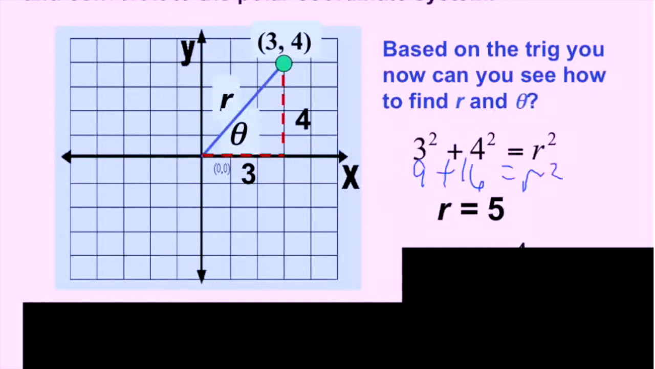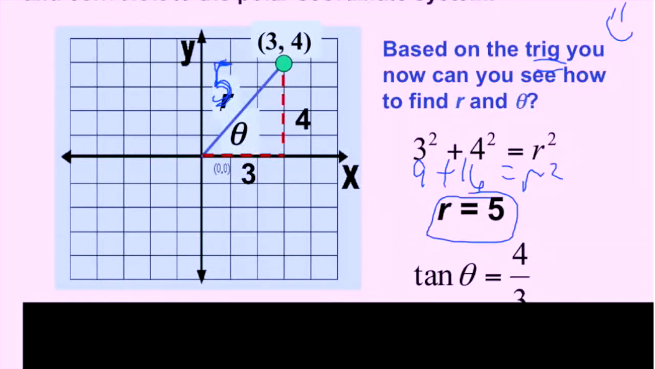Right, 9 plus 16 equals r squared, so r is the square root of 25, which is 5. So we found my r is 5. How am I going to find theta? Well, it's telling you we can use the trig that we know in order to solve for our theta. So here's one way to do that.